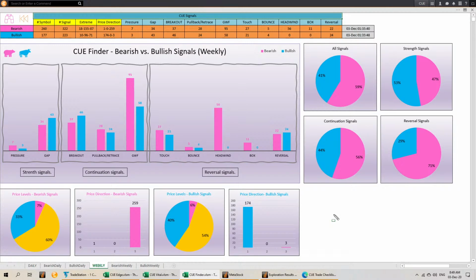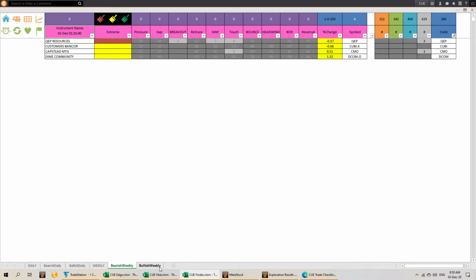Usually I am not a long term investor, I'm a short term trader, swing trader, so I don't usually look for signals from the bearish weekly signals or bullish weekly signals, for example.